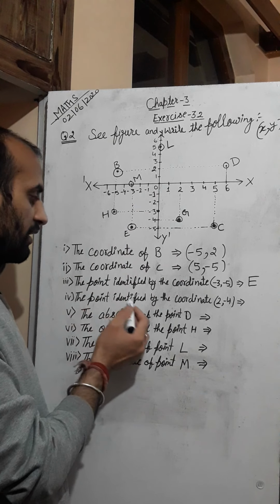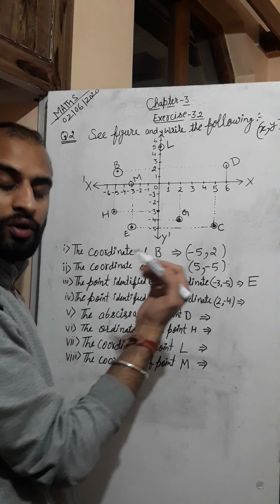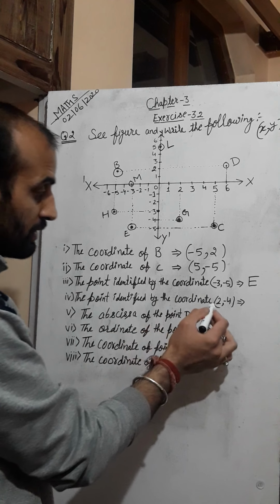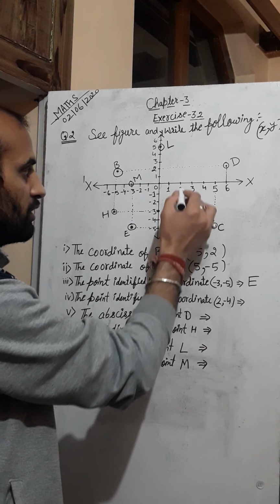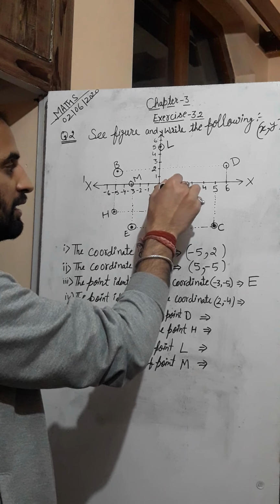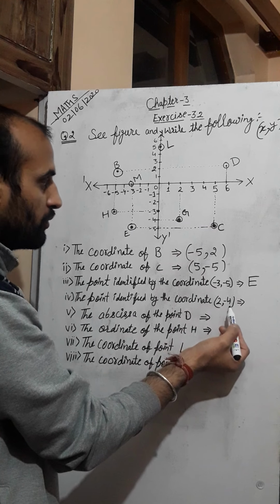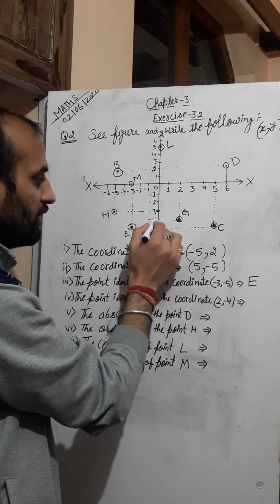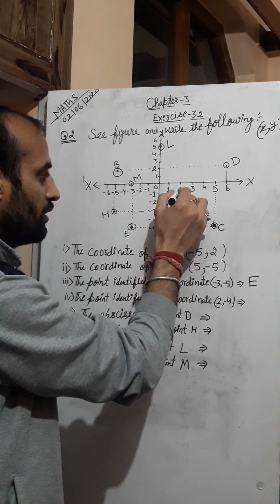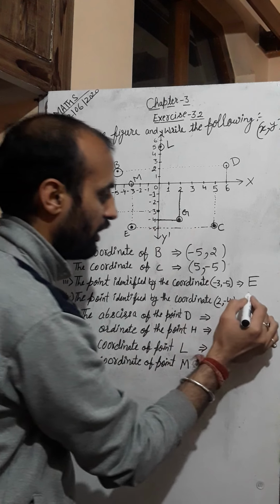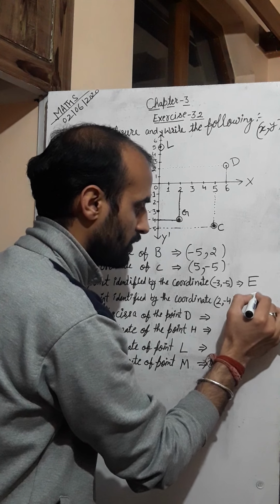Next is the point identified by the coordinates (2, minus 4). First, see what the first value is. It is 2. 2 belongs to the x-axis, that means 2 is here on the x-axis, and minus 4 is here on the y-axis. Let's see where they join. Straight from here to here and here to here. They are joining at point G. This is your right answer.